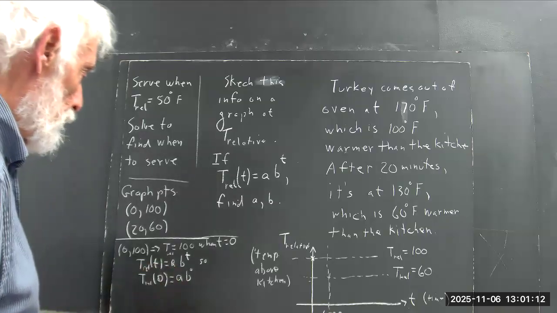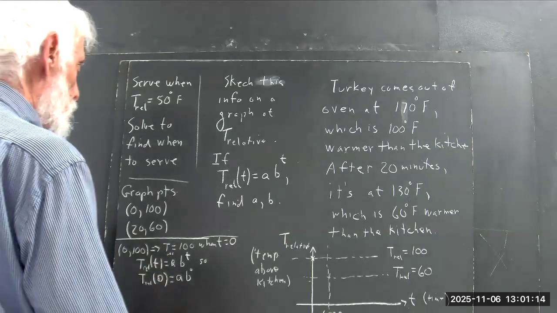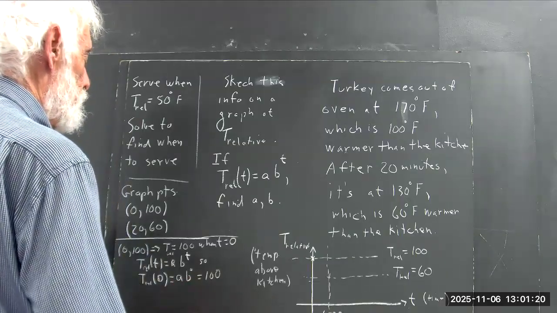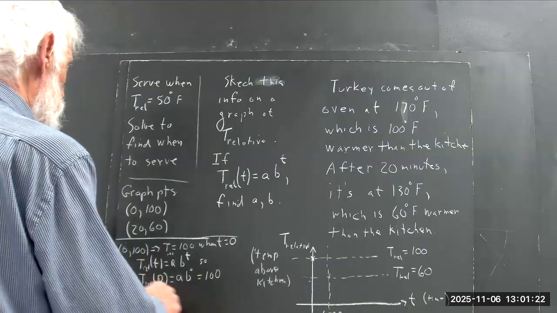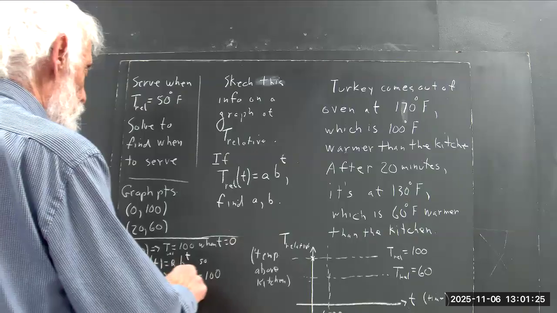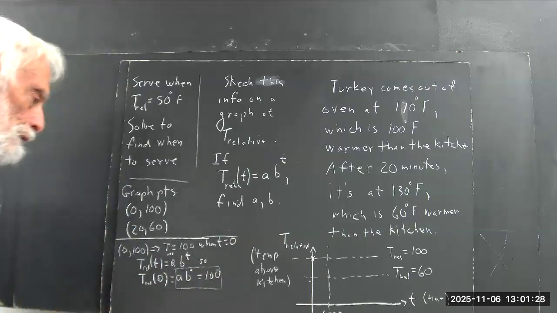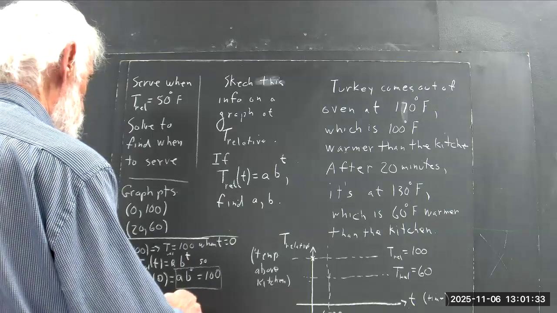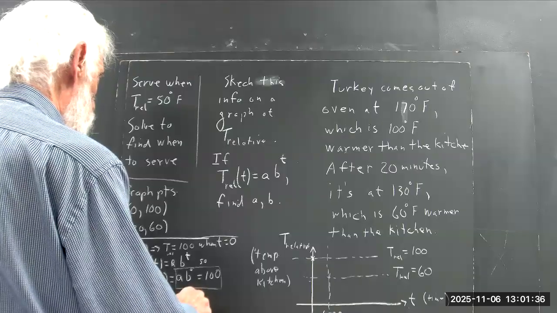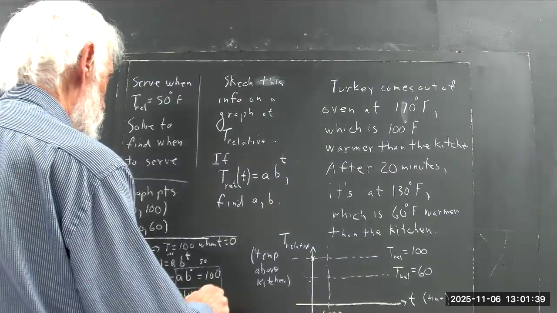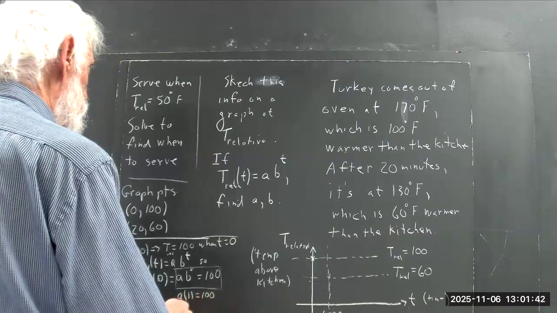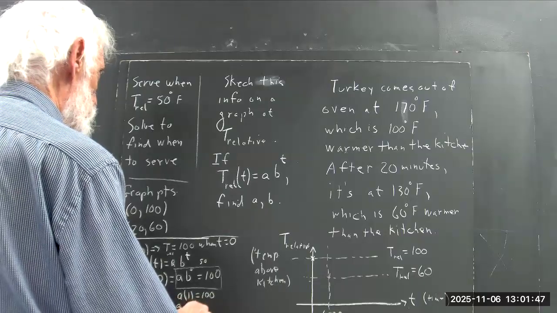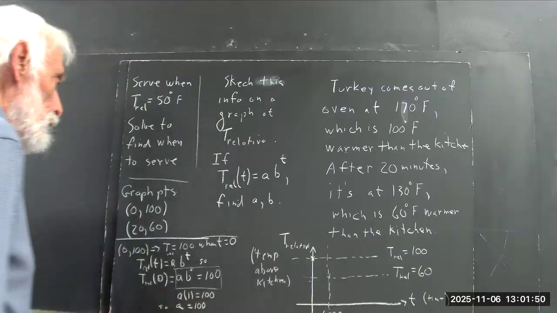T relative of t is A b to the t, so T relative of zero is A b to the zero. That equals 100. Now we don't need to know T relative. Right here we have an equation that we can easily solve for A. It says A times 1 equals 100. So A equals 100.